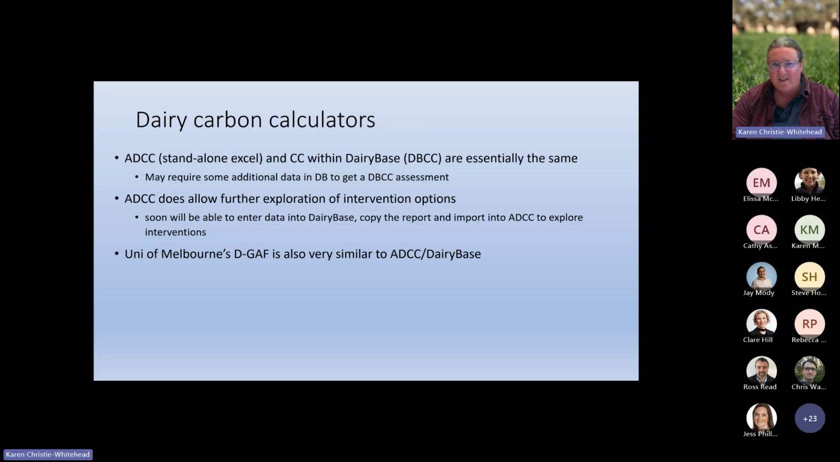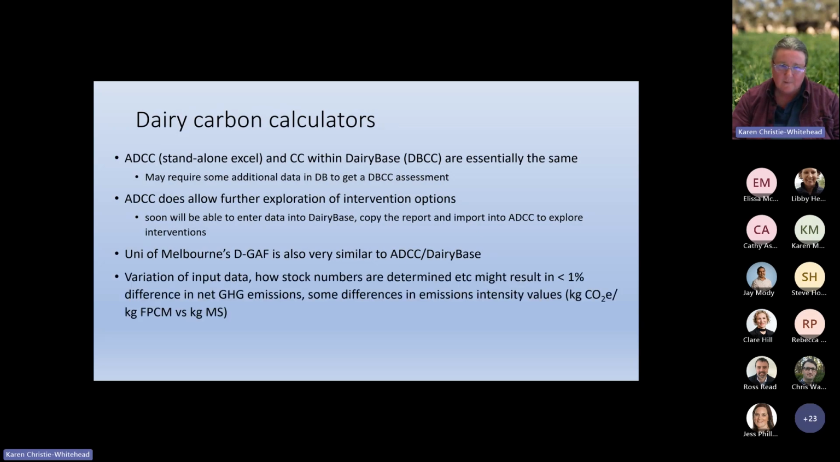The Uni of Melbourne also have a DGAF calculator. It's very, very much similar to the two other calculators that are managed by Dairy Australia. Between all three, there's just a slight variation in input data, how stock numbers are determined. There's very, very minor differences, and it might result in up to maybe a 1% difference in net emissions between those three calculators. I'm not going to say that if you put the exact same data in each of the three of them, you're going to get the exact same number, but it's going to be darn close versus what happens in New Zealand, for example.